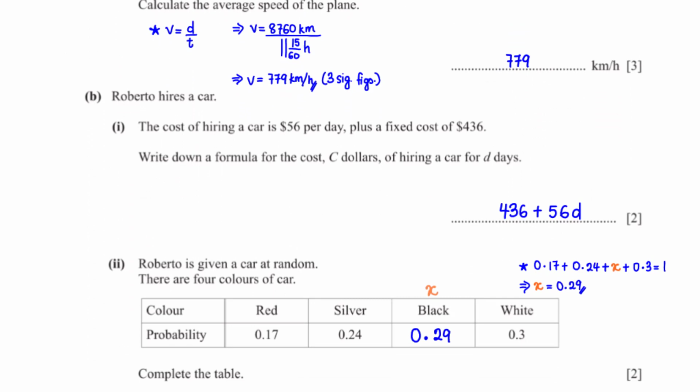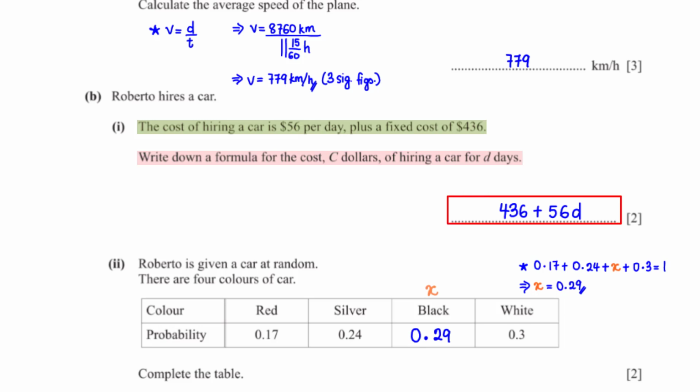Roberto hires a car. The cost of hiring a car is $56 per day, plus a fixed cost of $436. Write down a formula for the cost C dollars of hiring a car for D days. The cost C would be equal to the fixed cost, which is $436 plus $56 times the number of days the car would be hired, which is D.